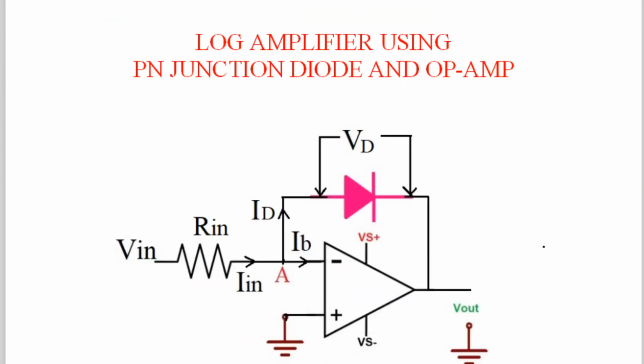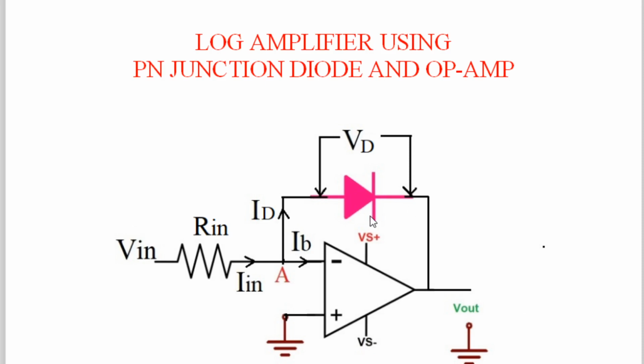Students, we are going to study today the topic which is called log amplifier using PN junction diode and operational amplifier. So this is the circuit diagram of log amplifier. The input voltage Vin, of course DC, is applied to this entire log amplifier circuit, and at the output, the logarithmic term of input voltage Vin will appear.